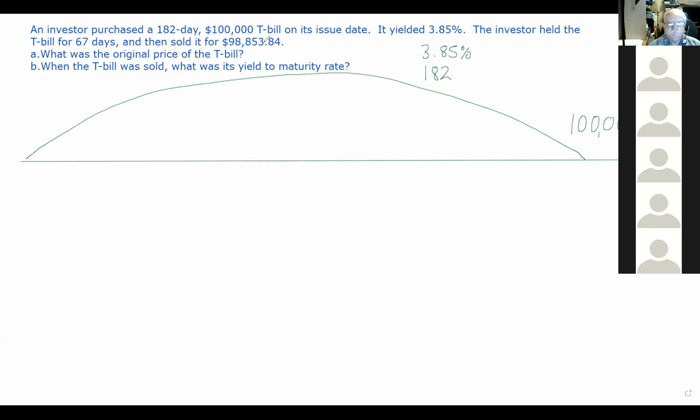And the first thing we need to find out is what did the investor pay for this bill? So we have to take the 100,000 and we have to discount it or find the present value. So 1 plus the rate of 3.85% times 182 over 365.